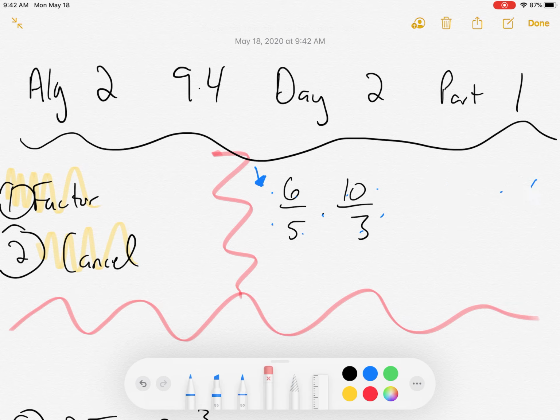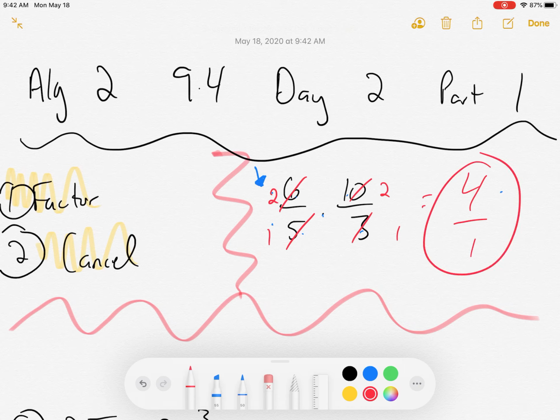An easier way to do this, I hope some of you recognize this, say, well, Mr. Adler, you could have just been smart here and said, well, 6 and 3, that reduces to 2 over 1. 10 and 5 reduces to 2 and 1. And now 2 times 2 is 4. 1 times 1 is 1, and your answer is 4. Yeah, that's what I want us to do.